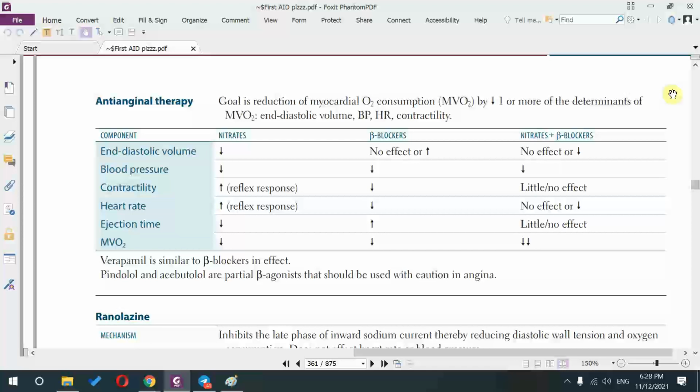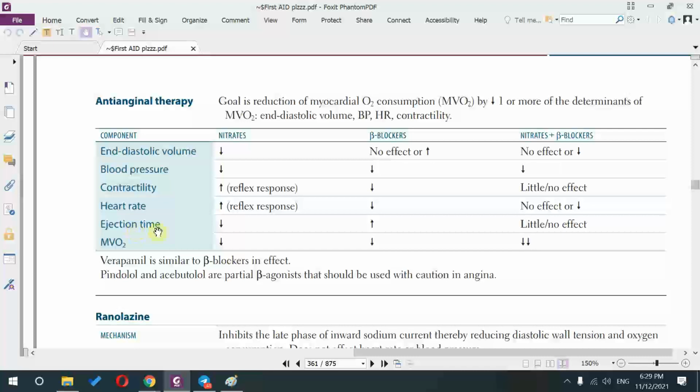So the next thing here, we see the nitrates. So the nitrates, end diastolic volume, what will happen to it? The preload, basically, end diastolic volume is like telling you preload. It will decrease because of the pooling of the blood, as we said. Blood pressure goes down. Contractility, well, if you have vasodilatation, what happens to you, tachy or a bradycardia? Tachy. So the tachy leads to increased heart rate, and there will be more contractility. Basically, you have upregulation of the beta receptors.